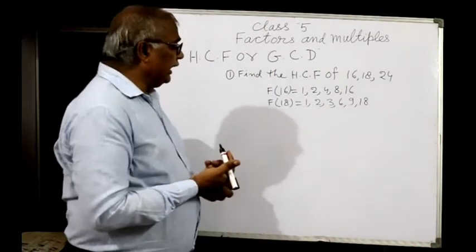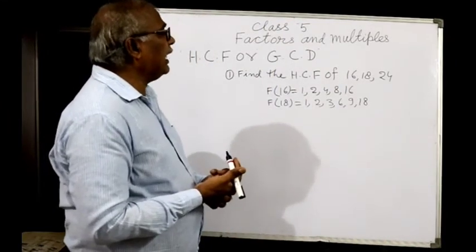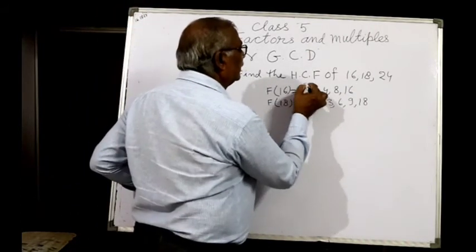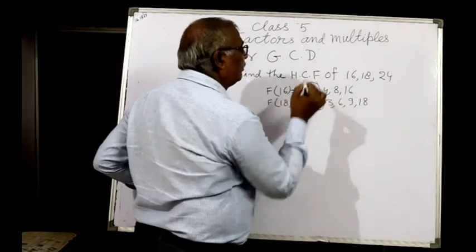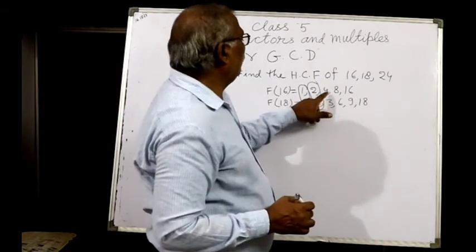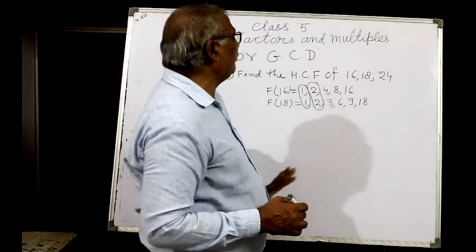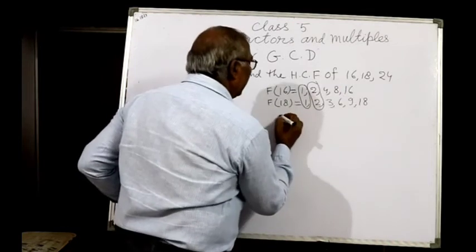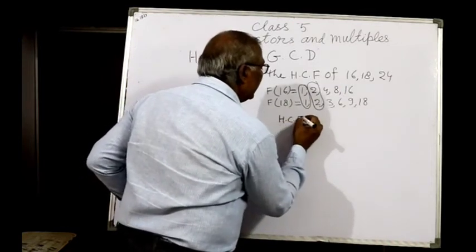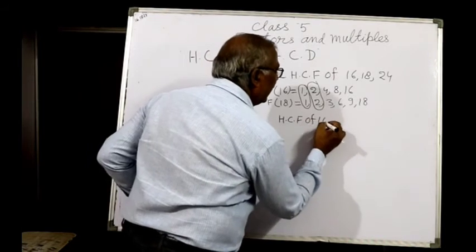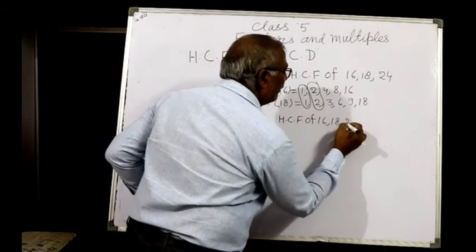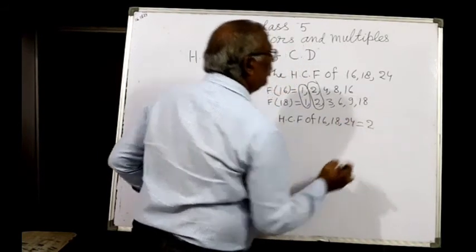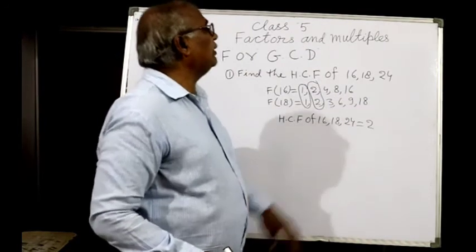Now we will see what is the greatest common factor. Here 1 is the common factor, 2 is another common factor, 4, 8, 16 are not common factors. So here the greatest common divisor or HCF of 16, 18 and 24 is equal to 2. 2 is the highest common factor.